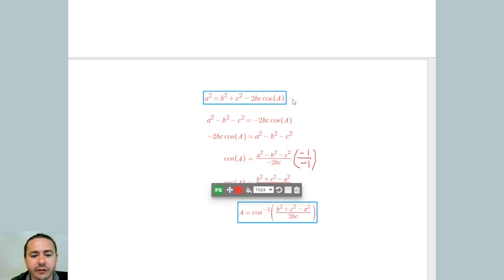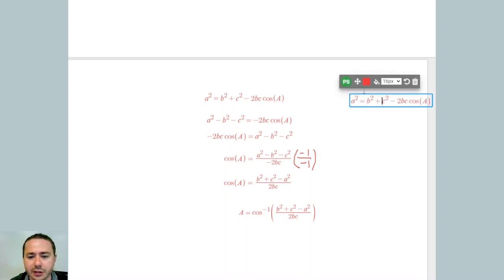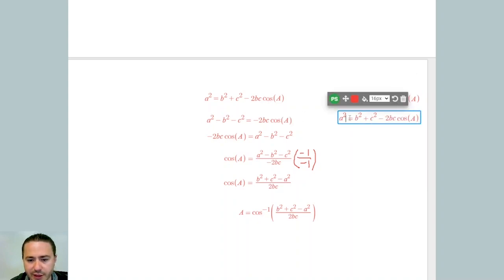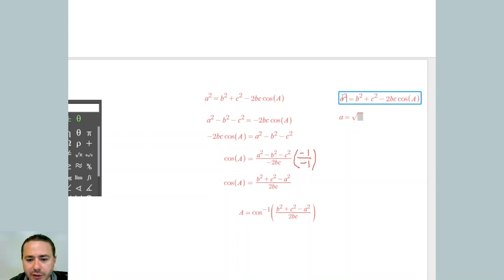If you want to solve for side A, really the only thing to do is take the square root of both sides. So if I want a useful equation for side A, there's not a lot I need to do algebraically. I need to take the square root of both sides, and I'll be left with exactly this, but underneath the square root.